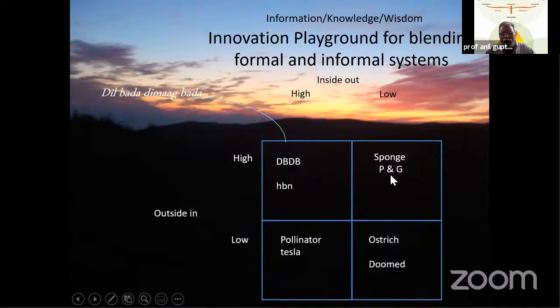But if inside out is low, but outside in is high, these are like crowdsourcing companies. Procter & Gamble sources more than 70% of the products that they market from ideas from outside the company. They were going down, and the moment they started sourcing ideas from outside, that means not relying only on their own R&D, their profitability increased, their product range increased, their consumer connectedness. They are like a sponge.